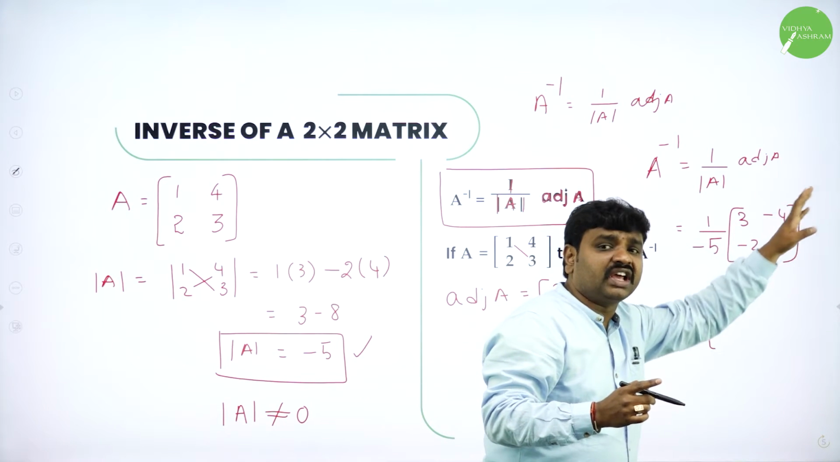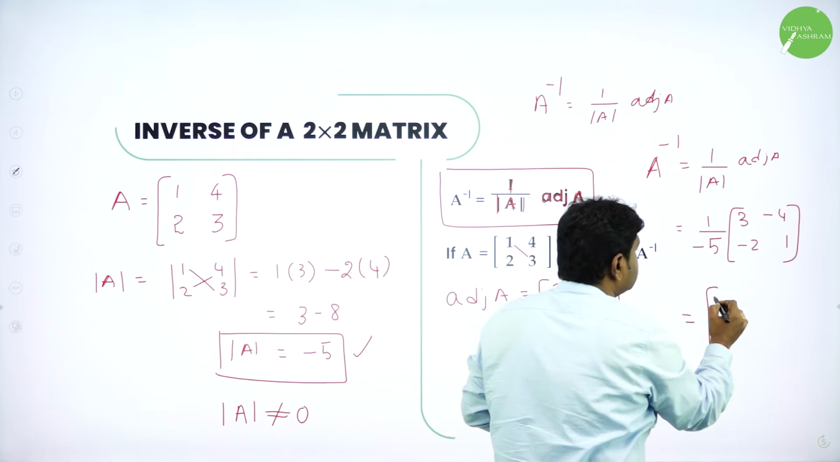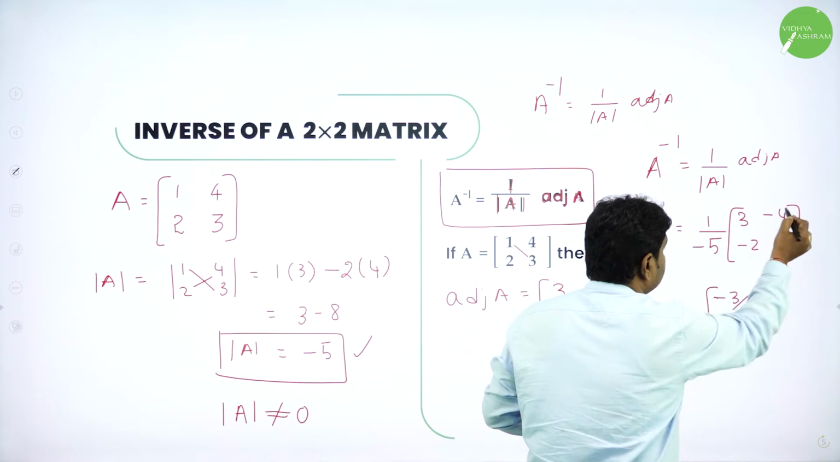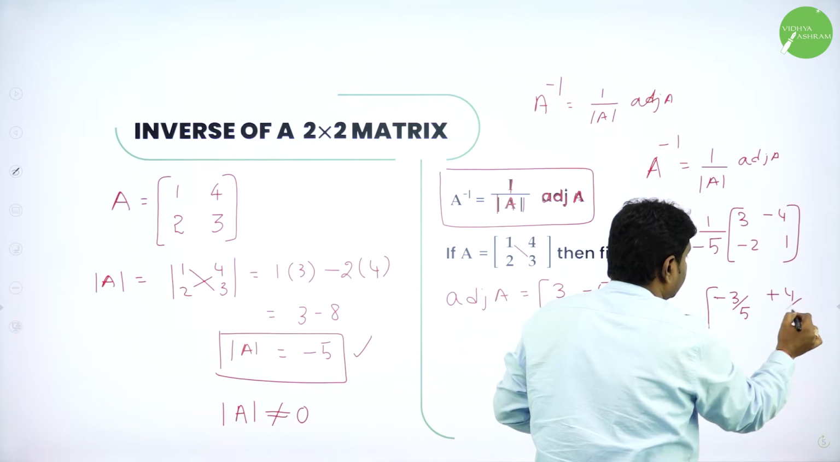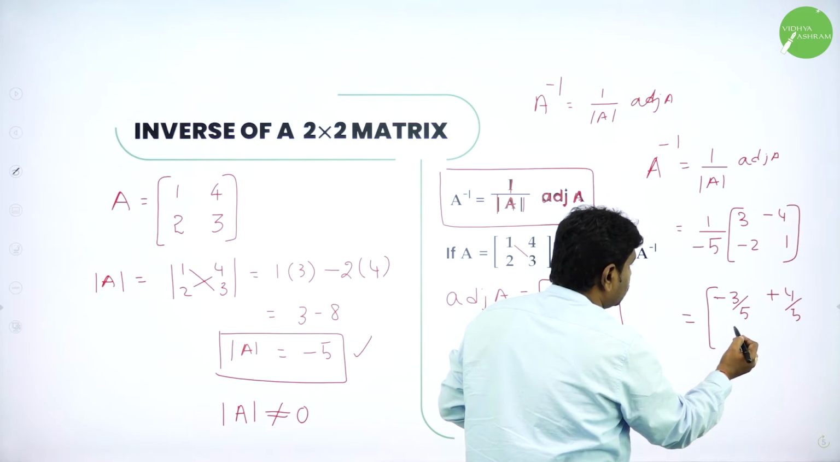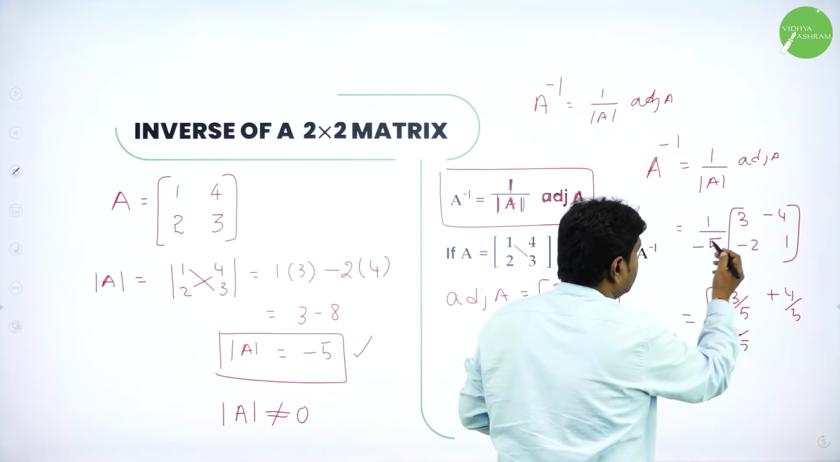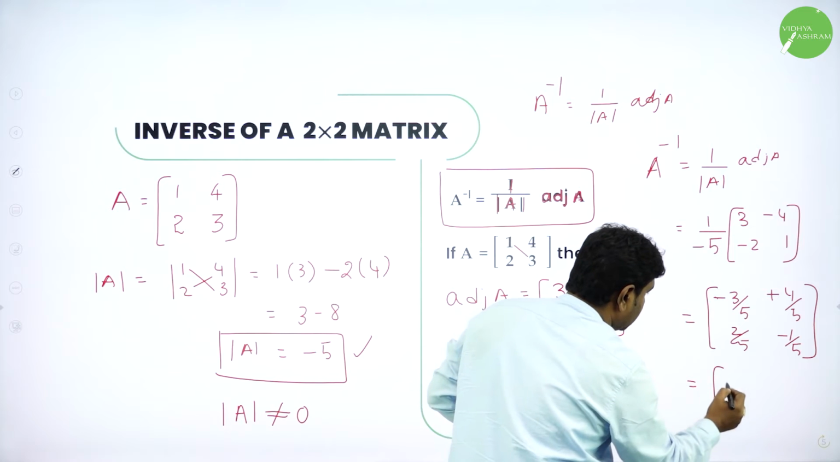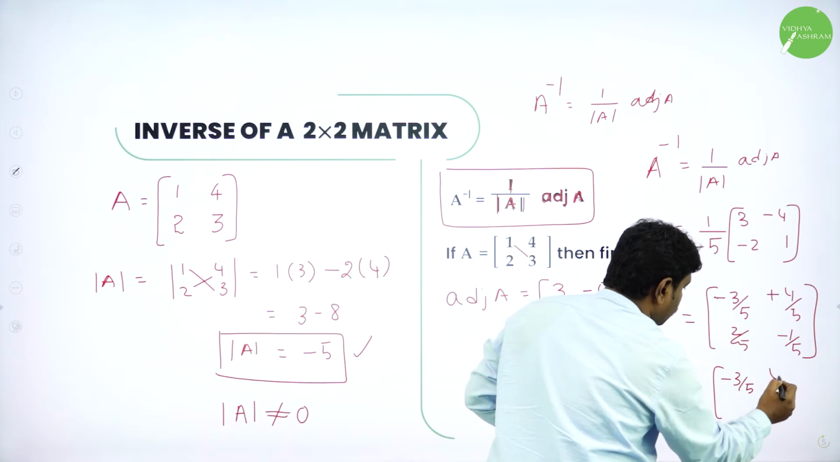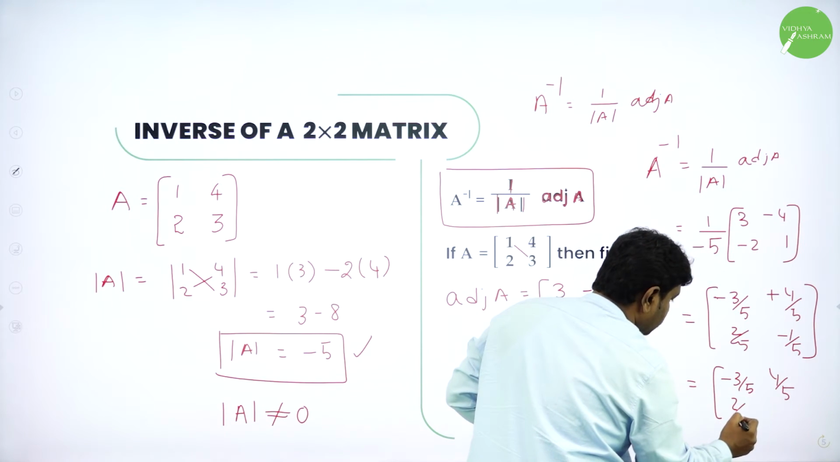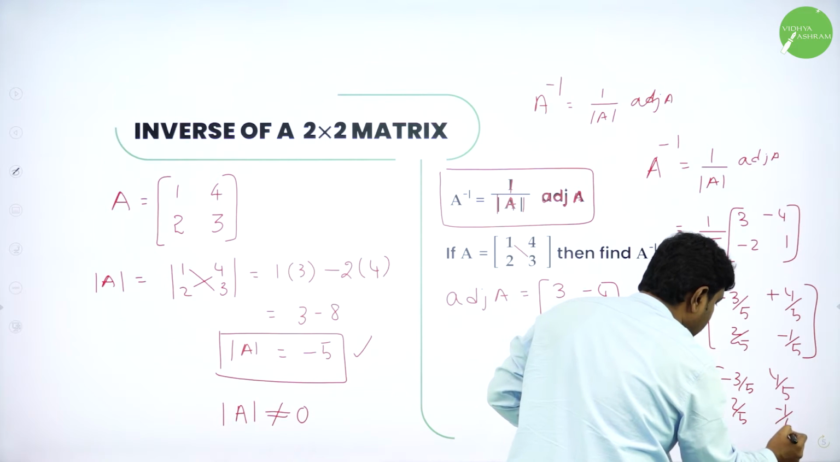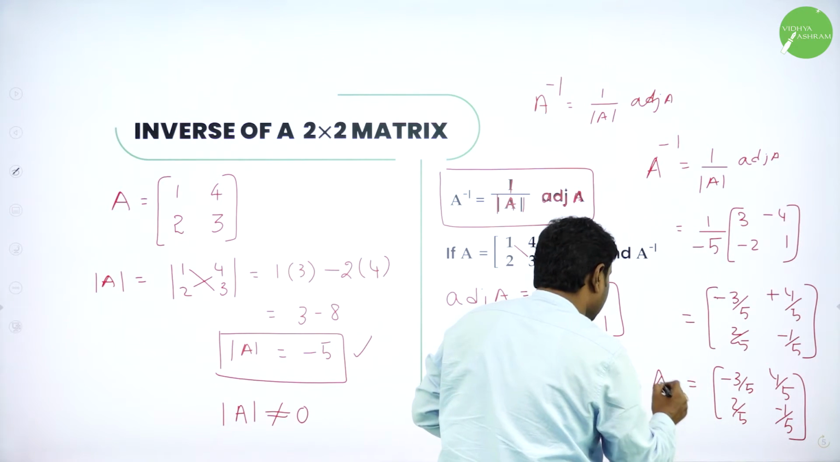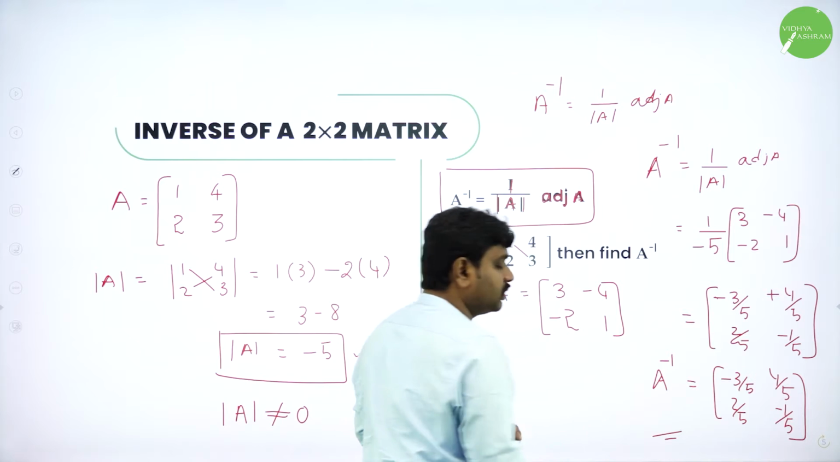Multiply this number to every element. So minus 3 by 5. Minus into minus plus 4 by 5, minus into minus plus 2 by 5, and 1 by 5 into 1 is minus 1 by 5. Further if you want you can simplify, that is minus 3 by 5, 4 by 5, 2 by 5, minus 1 by 5. This is the A inverse. Now you got inverse of A.